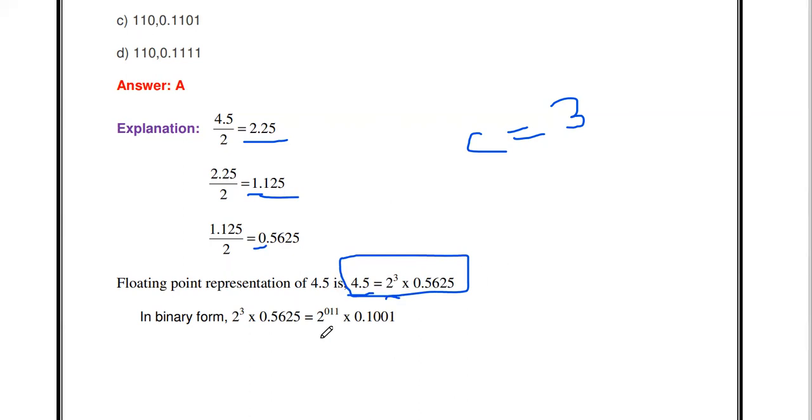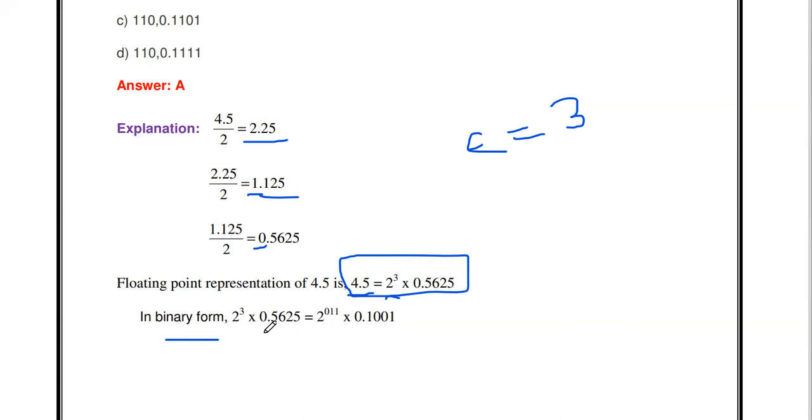And the next one, we have to convert into binary form. So the exponent e equal to 3, you just represent in binary form. If we convert the 3 into binary form, we will get 011.